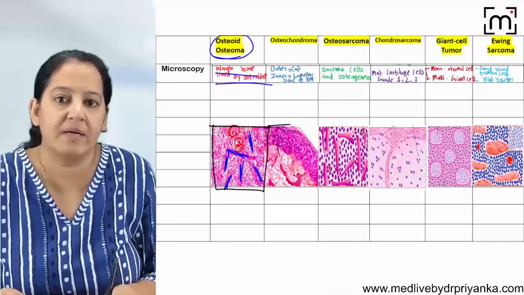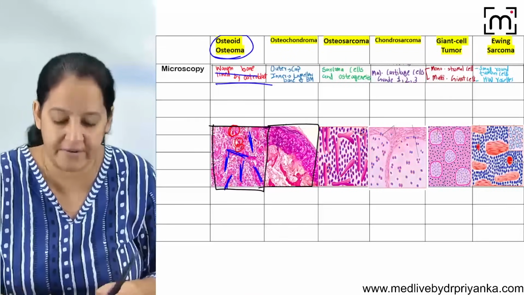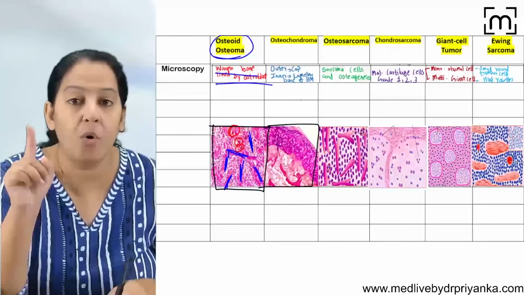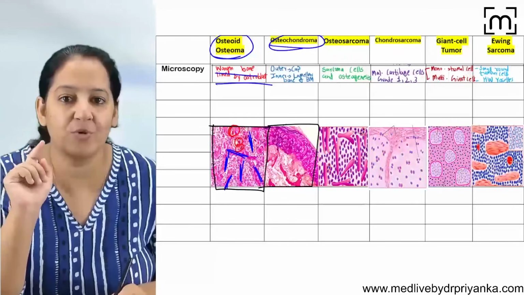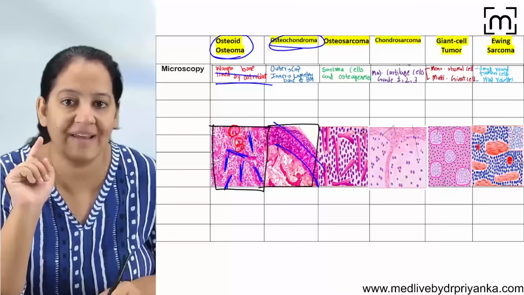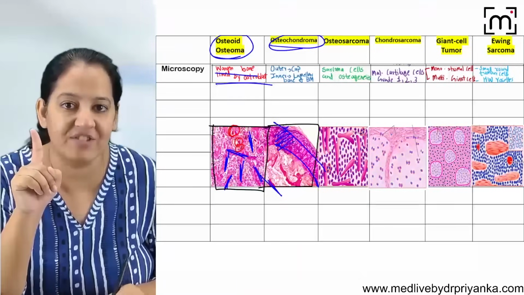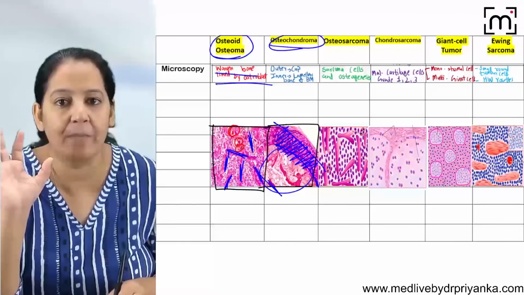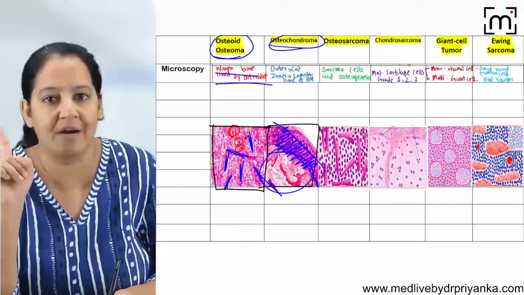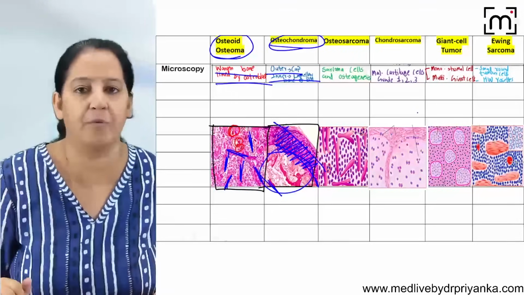Now coming on to the next one. You can appreciate osteochondroma. In the osteochondroma, we have two portions, outer and inner. Outer portion is cartilage, mature benign cartilage, and inner is lamellar bone and bone marrow. So outer is cartilage, inner is lamellar bone and bone marrow.